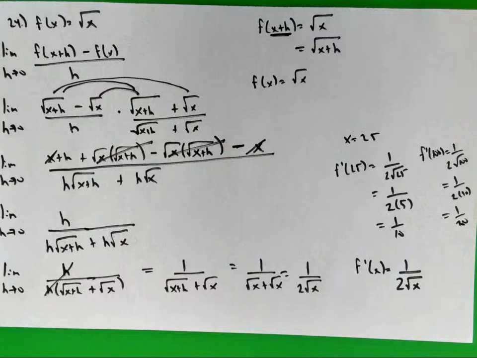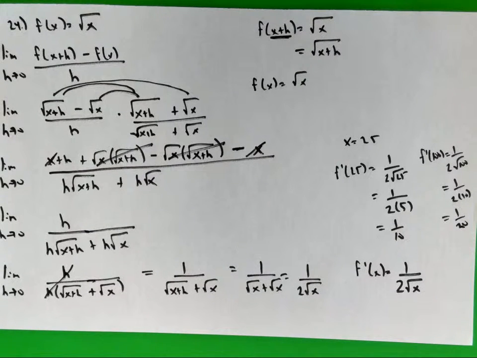So I want to know the slope of the tangent line at x equals 25. Plug 25, square root of 25 is 5. 5 times 2 is 10. At 100, square root of 100 is 10. 10 times 2 is 20. So I get 1/10 and 1/20. They're both positives. That means the graph's what? Increasing. Very good.